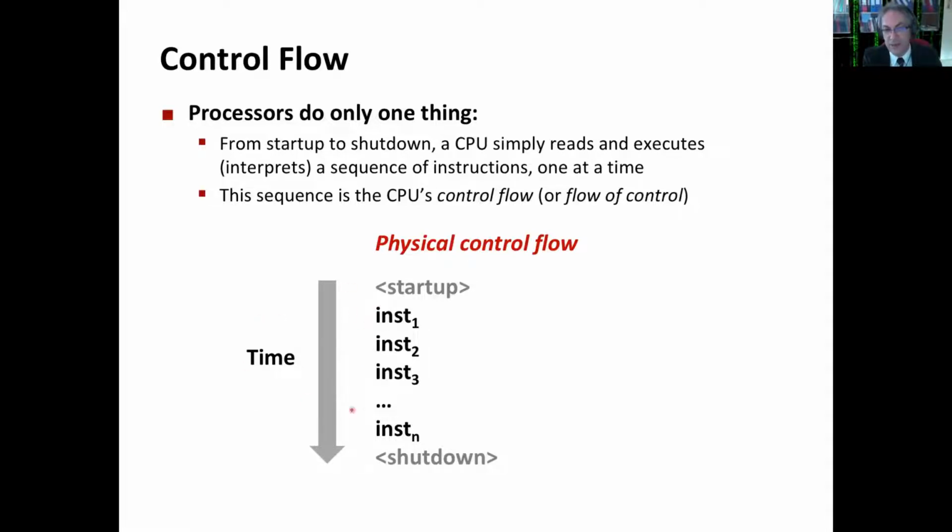So this is the time axis. You first execute instruction 1, and then 2, and then 3, and so on, until you shut down. And within this, you can see that once you start executing a program, there is nothing that you can do to do anything.